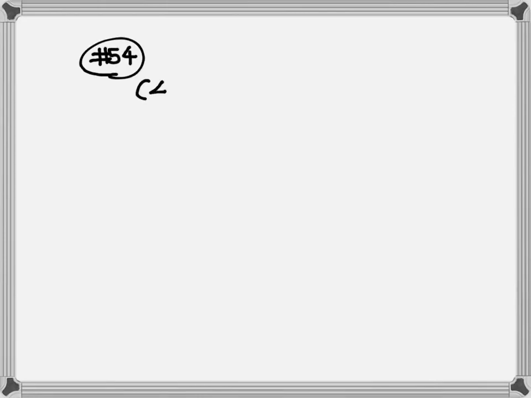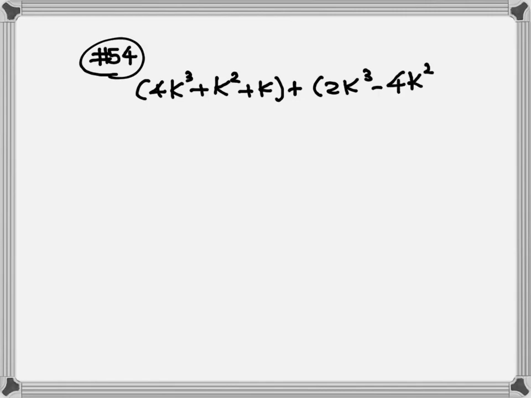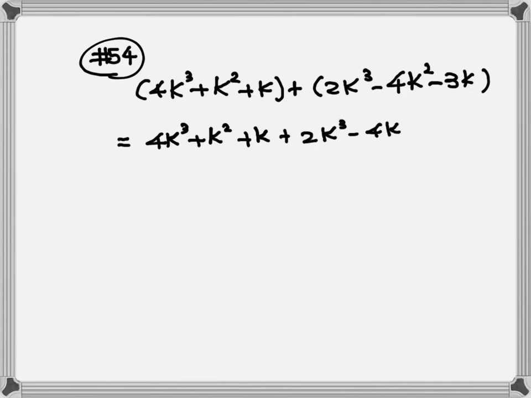We have 4k to the third power plus k squared plus k plus a parenthesis of 2k to the third power minus 4k squared minus 3k. Okay, now this time we have plus in between the two parentheses. This is very easy. All you need to do is just remove the parentheses and copy down all the numbers inside. Keep the minus in between. All the numbers stay the same.